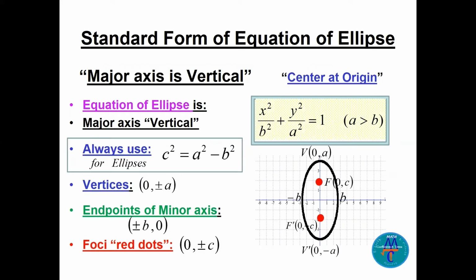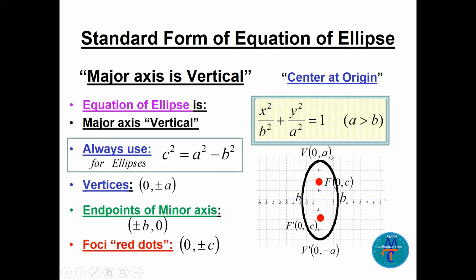The major axis is vertical. Similar formulas. This is the same formula. C squared is equal A squared minus B squared. Now, why we have B here under the X and A under the Y? Because A squared is always greater than B squared because A greater than B. So if the bigger number under the Y, the ellipse is vertical. If the bigger number under the X, it is horizontal.